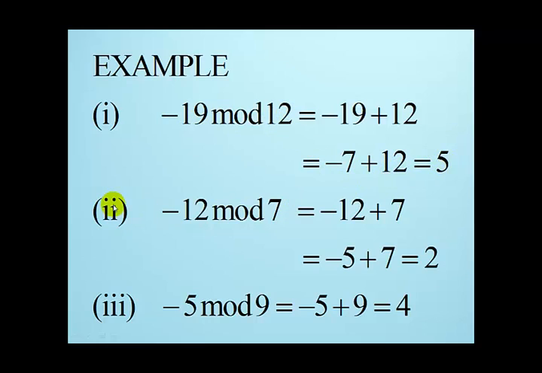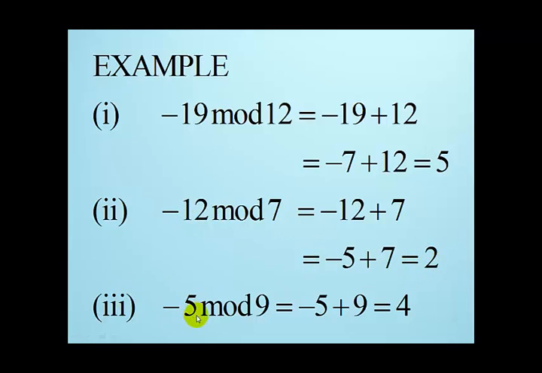Now minus 12 mod 7. Because the number is negative and we are working in mod 7, we have to add 7 to the number minus 12 until we get the first positive answer. So minus 12 mod 7 is equal to minus 12 plus 7. And minus 12 plus 7 is equal to minus 5. Because the answer is still negative, we continue to add the modulo. So plus 7 again. And minus 5 plus 7 is equal to 2. So 2 is our first positive answer, and therefore minus 12 mod 7 is equal to 2.